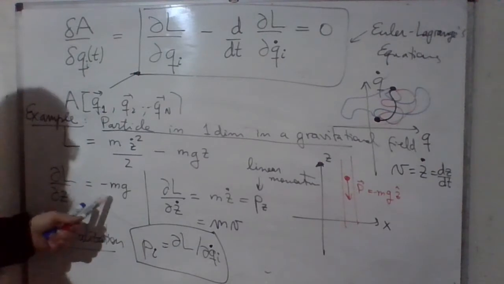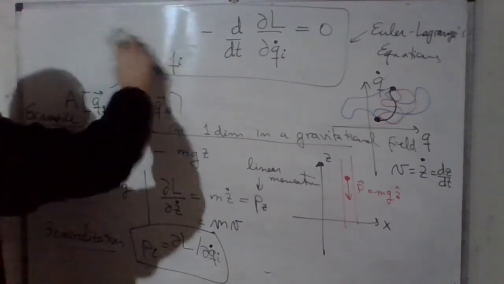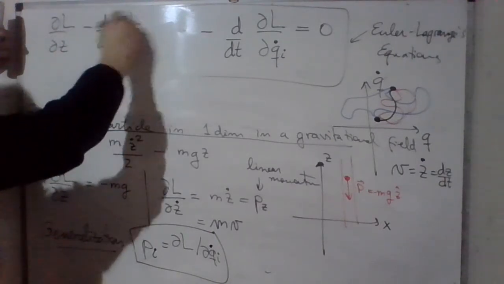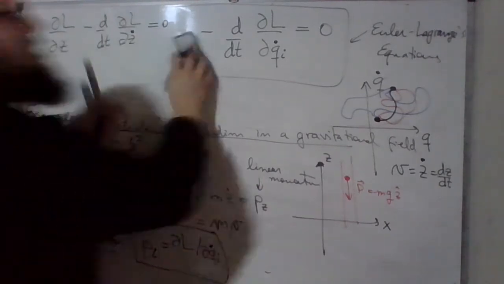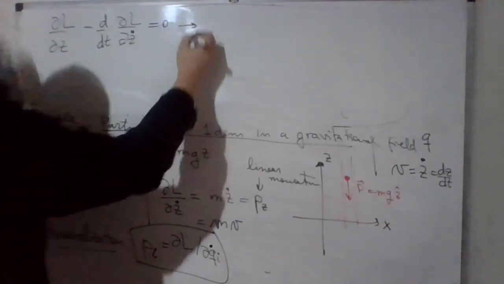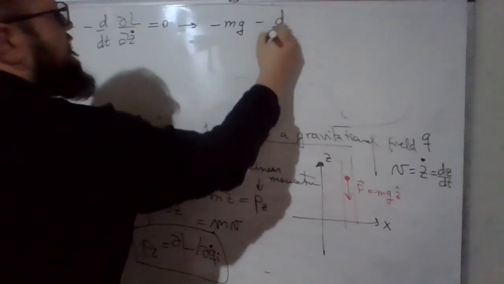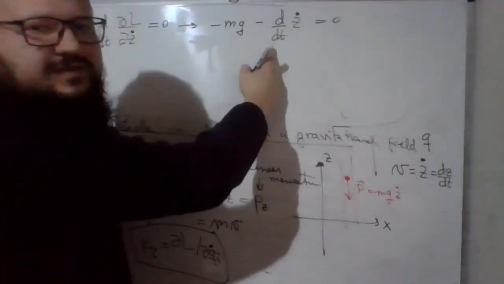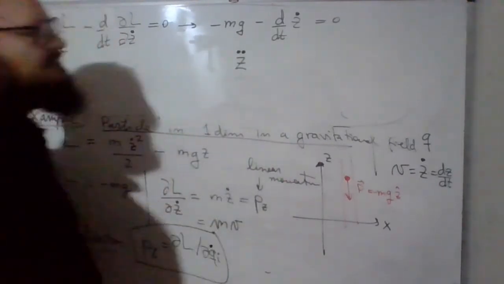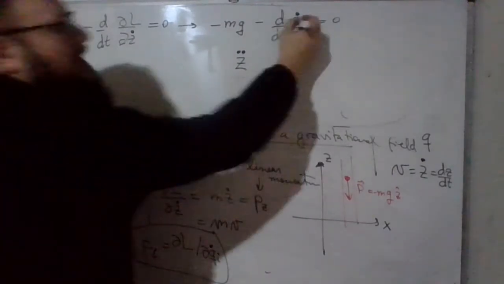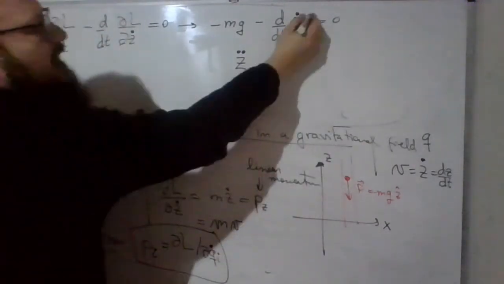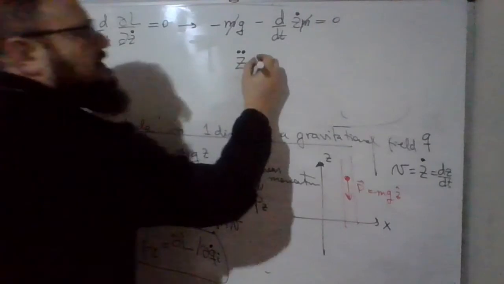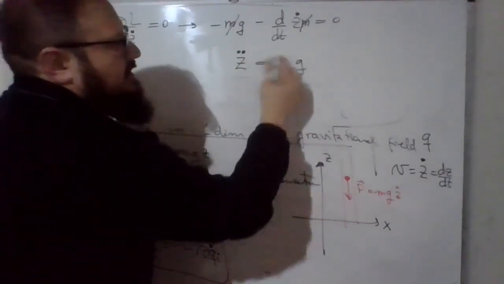But well, if we introduce these things here, what we have in this example, we have dL/dz minus the time derivative of dL/dz dot needs to be 0. And in this case, it implies minus mg minus the time derivative of z dot equals to 0. The derivative of a derivative is the second order derivative, or z dot dot, which is the acceleration, times the mass. Of course, I cannot forget the mass here, but the mass cancels out because it appears in both terms. And I have z dot dot equals to mg, or g, just g, with a minus sign.